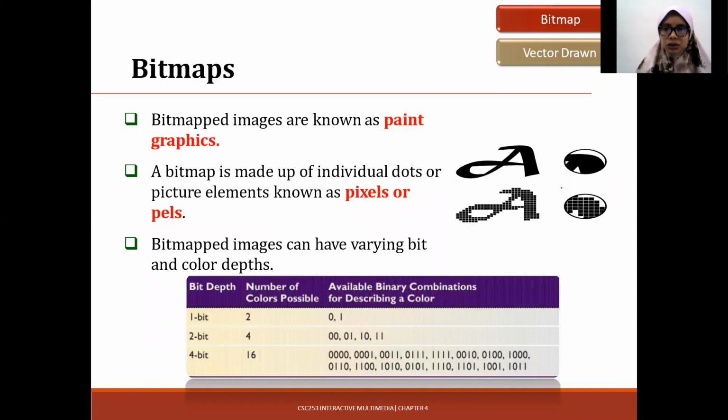Each of these little boxes represents one bit, individual dots. Bitmap images can have varying bit and color depth, based on how many bits it has. For example, with 1 bit there are 2 possible colors, because we only have 0 and 1, so black and white. With 4 bits, it is possible to have 16 colors, because 2 to the power of 4 is equal to 16, and so on.